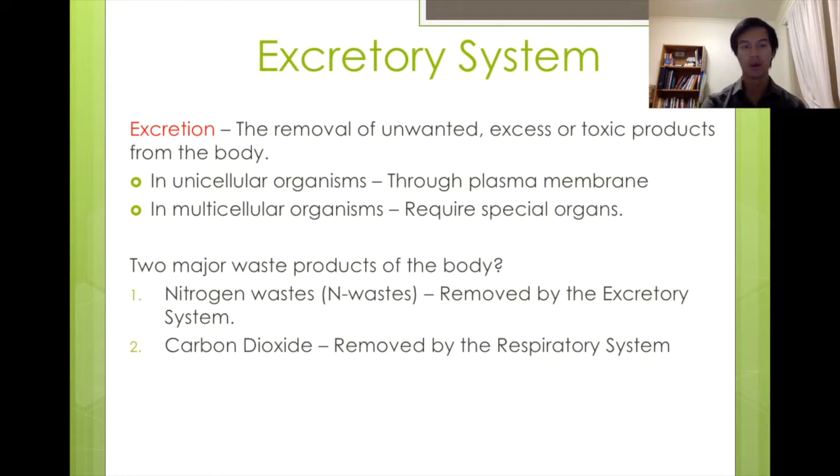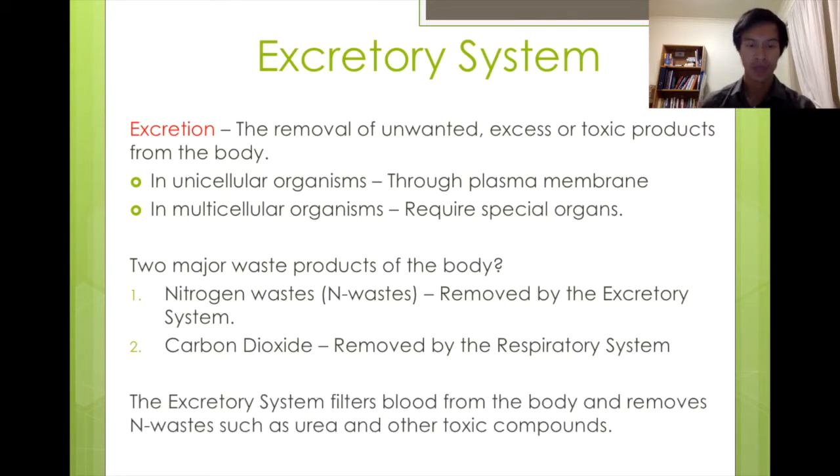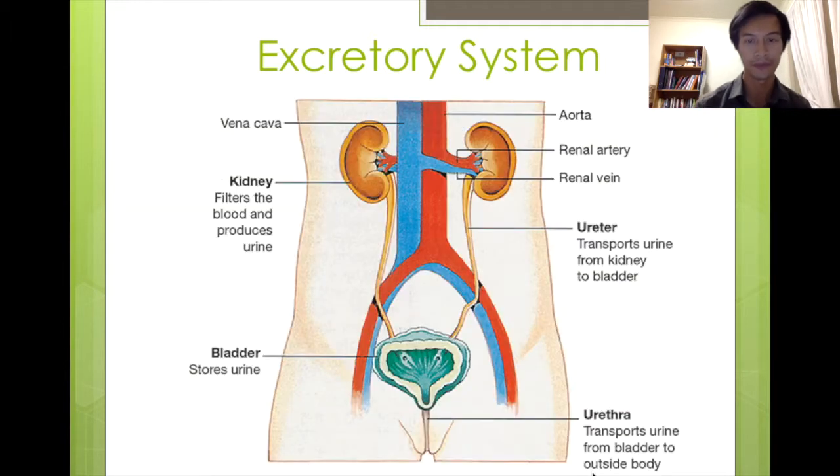Now, when we say these wastes, we don't include digestive waste, in other words, the stuff that you eat that comes out from the other side. We're referring specifically to things that your cells have produced and need to get rid of because there's too much of, or an excess of, unwanted. The excretory system filters your blood and removes the nitrogenous wastes such as urea and other toxic compounds. Here's a diagram of what it looks like.